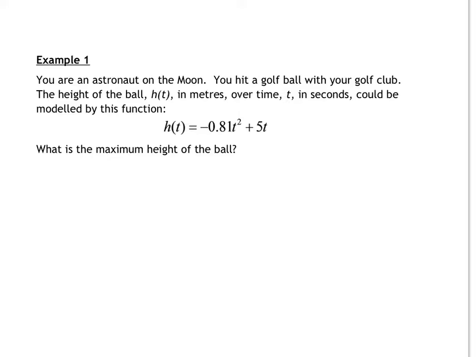Let's dive right in and do an example here. So example 1, you're an astronaut on the moon. You hit a golf ball with your golf club. The height of the ball, h of t in meters over time, t in seconds, can be modeled by this function. So what that means is height is on our y-axis and time is on our x-axis.